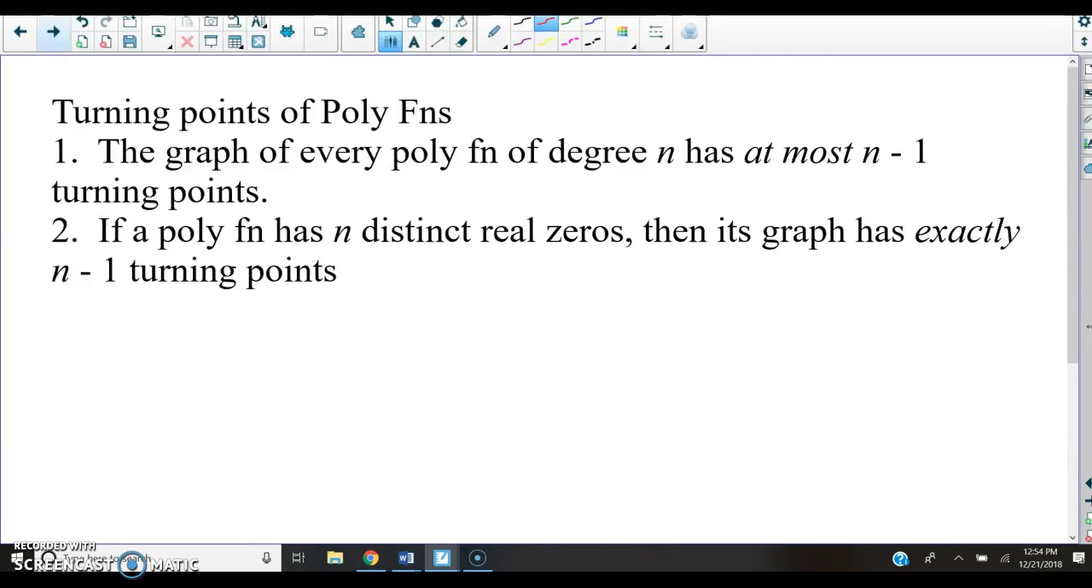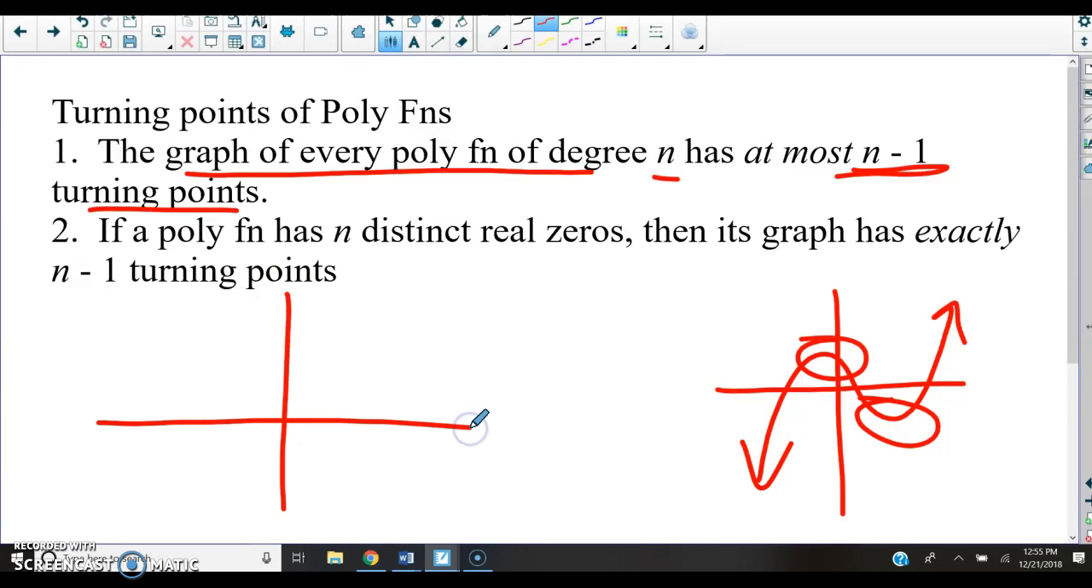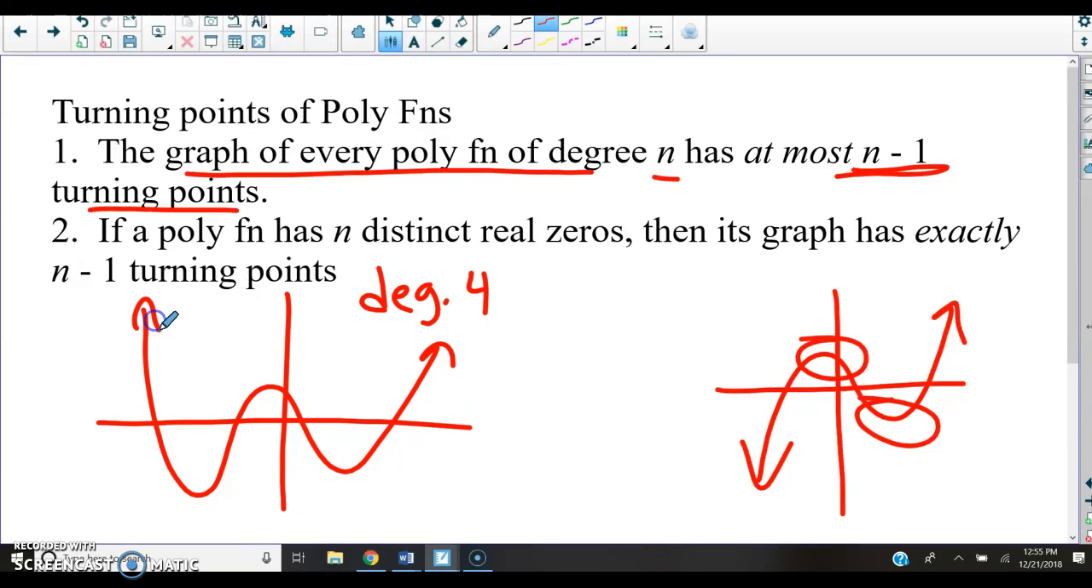The turning points of polynomial functions. The graph of every polynomial function of degree n has at most n minus 1 turning points. So if it's a cubic, it might look like this. Here's one turning point, here's the second. If it has degree 4, it will have at most 3 turning points. 1, 2, 3.